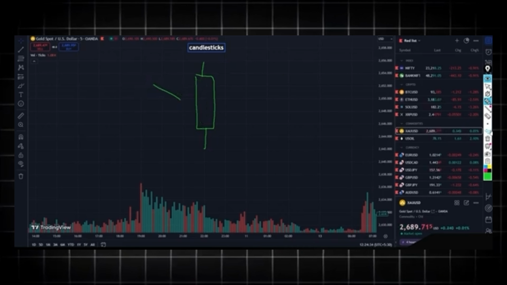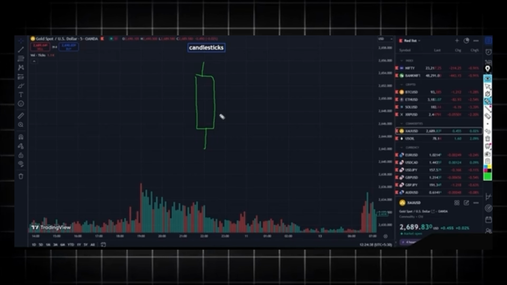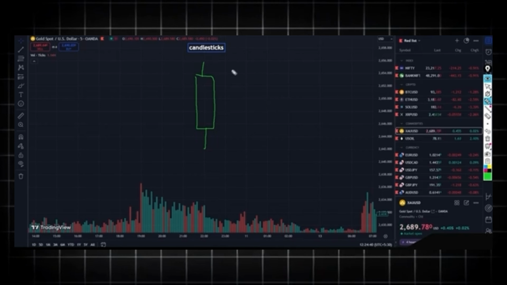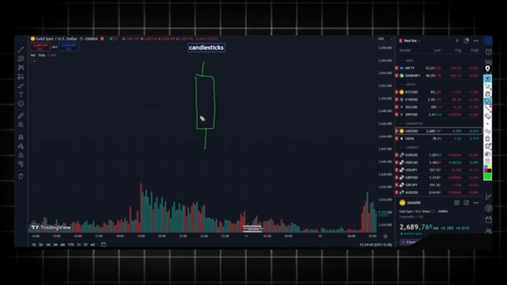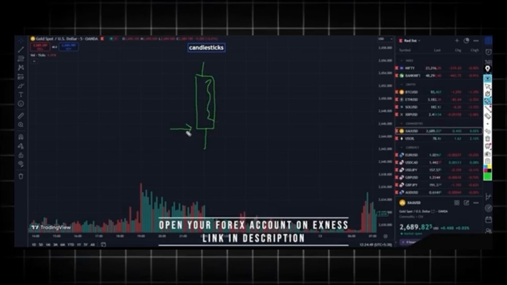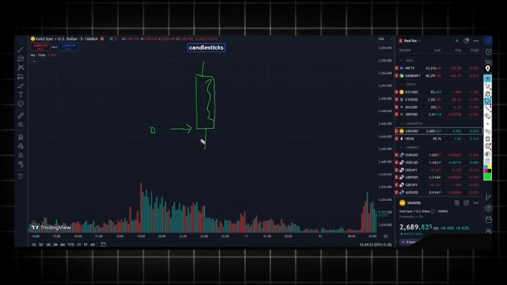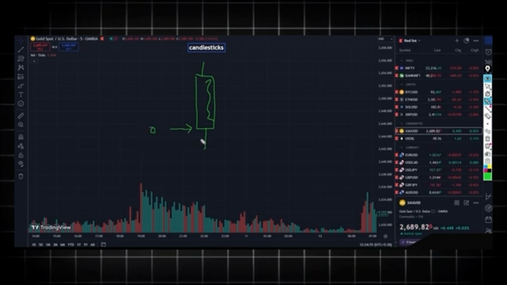See, I'll remove all this. Now, suppose this is a 5-minute candle. Okay? It's a 5-minute candle. It means whatever movement has happened in the price in 5 minutes is all inside this candle. Now, how do you want to see that? Now, suppose this is a green candle, right? This is a green candle.